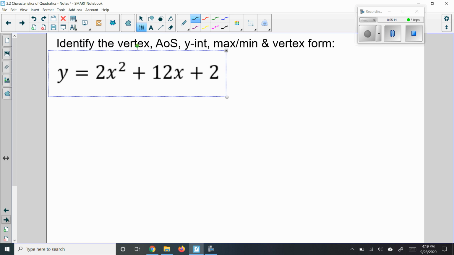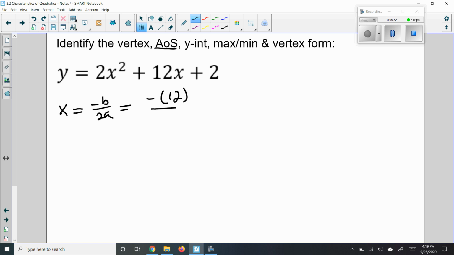Okay, so now let's identify some of these features again. First, we need to find the axis of symmetry. So x equals negative b over 2a, which is negative 12 over 2a. Negative 12 divided by 4 is negative 3. So the axis of symmetry is x equals negative 3.